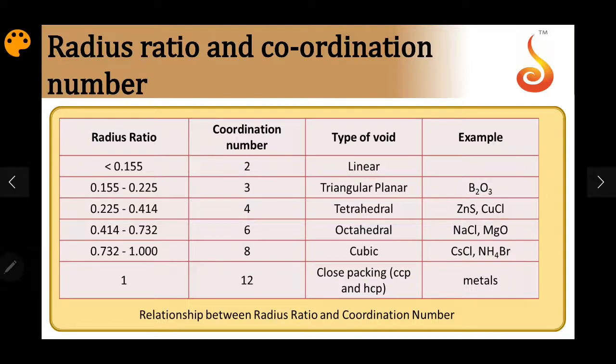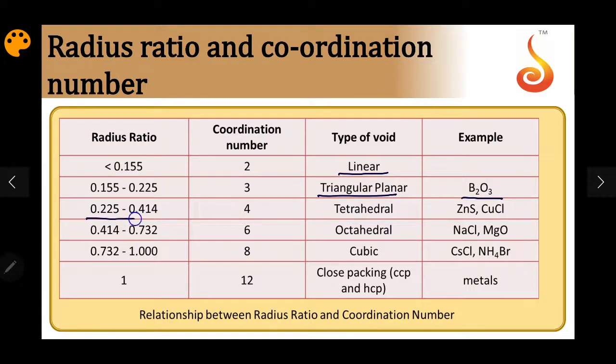The radius ratio and coordination number. If the radius ratio of cation and anion is less than 0.155, the coordination number should be 2, and thus the type of void should be linear. So linear packing should happen. It's very uncommon, so we don't have any example there. For 0.155 to 0.225, the coordination number becomes 3. That means trigonal void. In the small space of a trigonal arrangement of 3 particles, we can accommodate the cation. So trigonal planar, the example is B2O3.